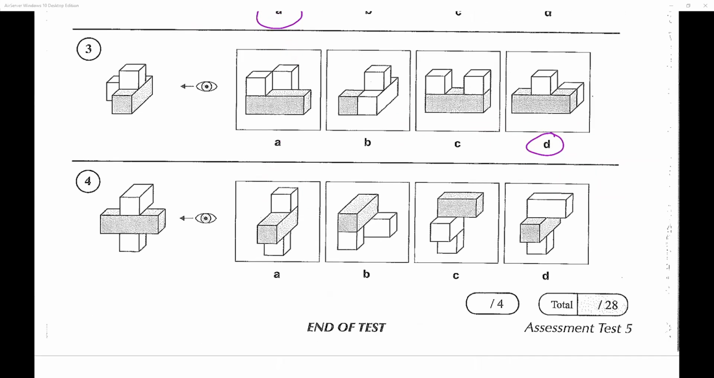Lovely. And number 4? Number 4, you would see A. You would see C. Number 4 is C. No, it can't be C. It is B. Oh, that's correct.